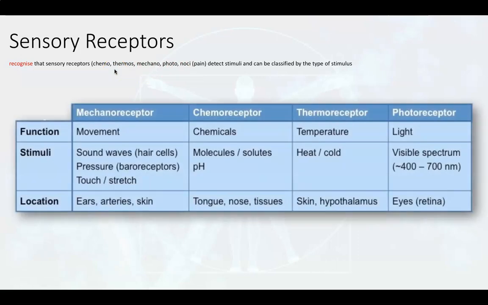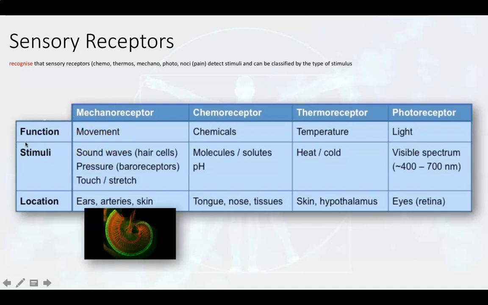So here's a table that just shows that mechanoreceptors, like mechanical, refers to movement. We have these in the cochlea of our ear, and they are these little hair cells that pick up pressure, like sound waves, movement, I mean. We also have baroreceptors, which pick up pressure, but we have mechanoreceptors in our skin that we can pick up touch. They are located in our ears, arteries, and skin.